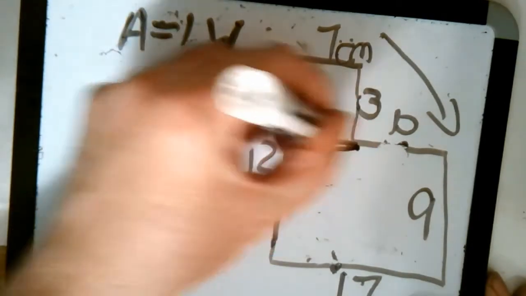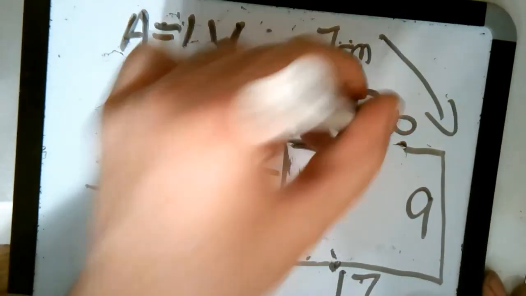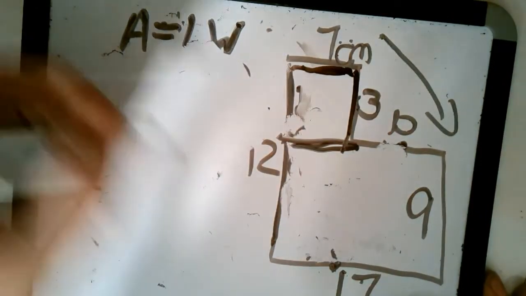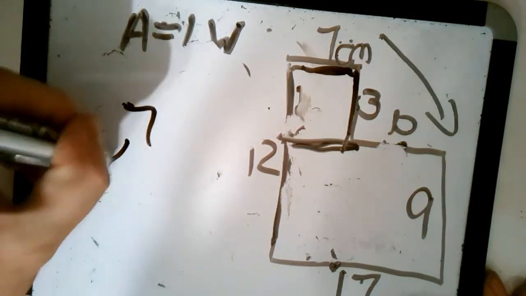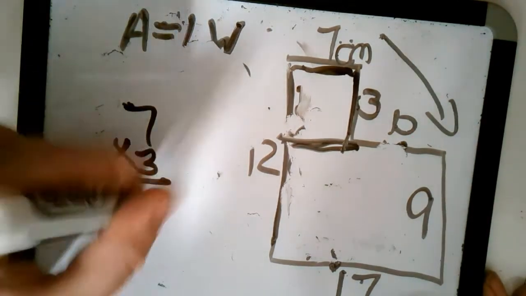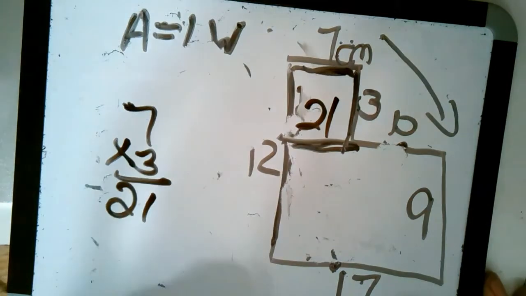Now let's see it this way. Now I have a building here and I have a building here. So I take the length times the width. 7 times 3 is 21. So this is 21.